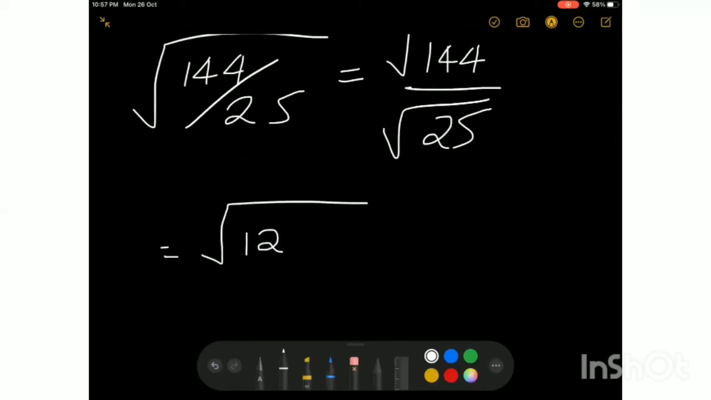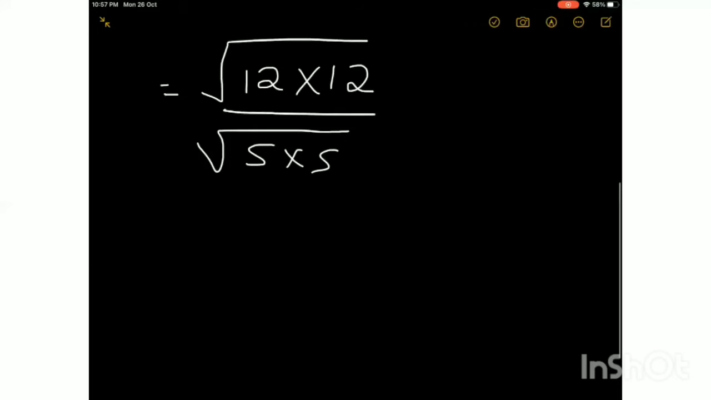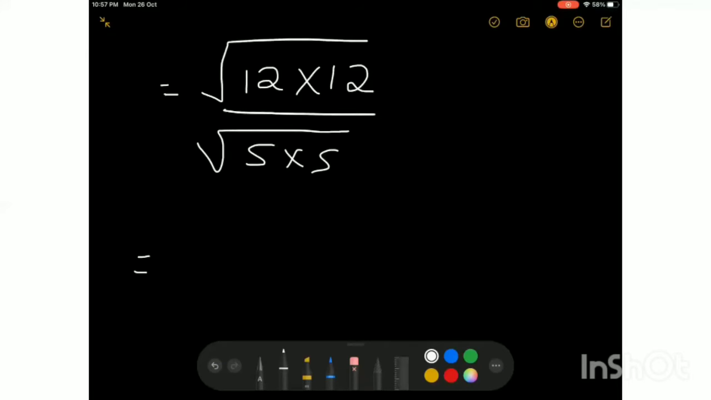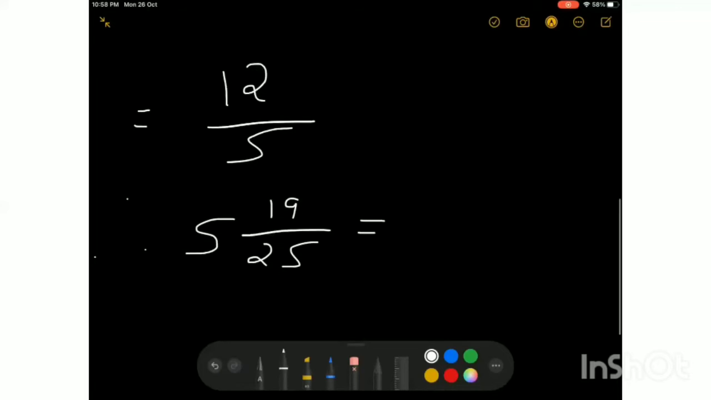So the square root of 12 into 12 by the square root of 5 into 5, where 5 into 5 is 25. And the answer comes as 12 by 5. We can write it as 2 2/5 if we wish. So the square root of 5 19/25 is 12 by 5.